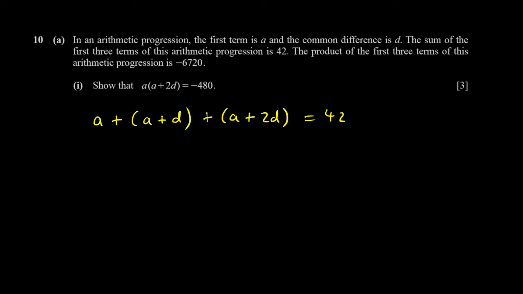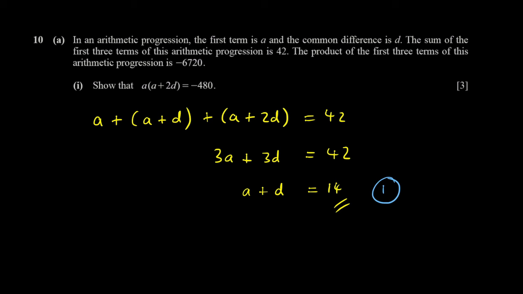And so if we did that, what are we going to get? We're going to get A plus A plus A, so that's 3A plus 3D. That is equal to 42. And of course, that's divisible by 3. We're going to get A plus D is equal to 14. Okay, so that's that. I think I'll label that as equation 1 because I suspect I'm going to use that in a second.